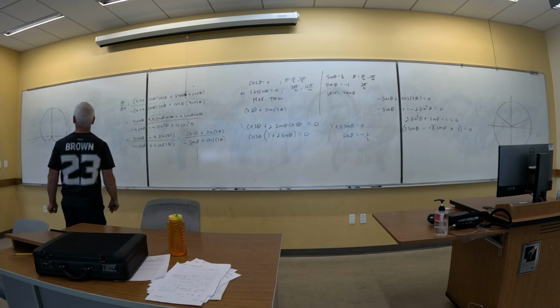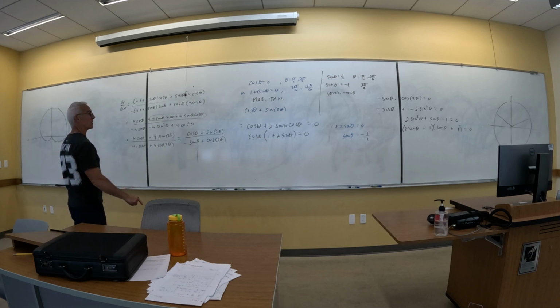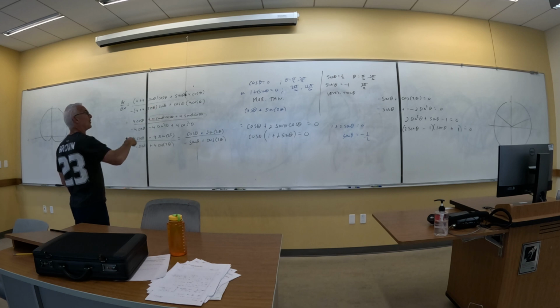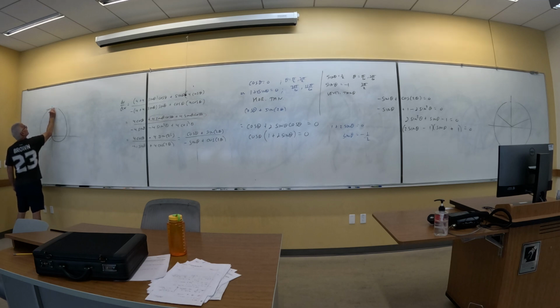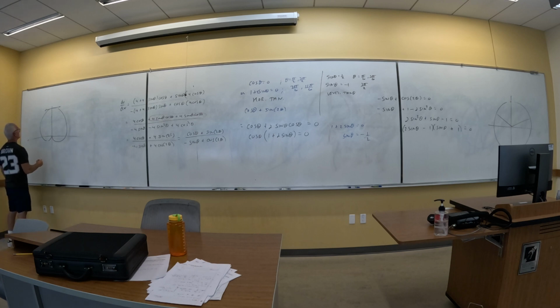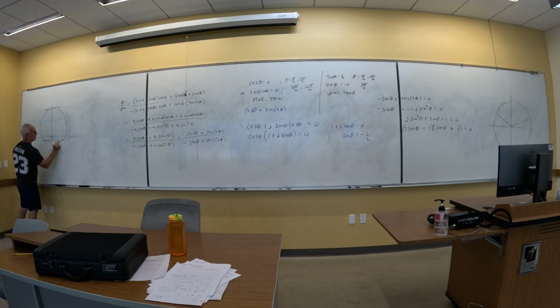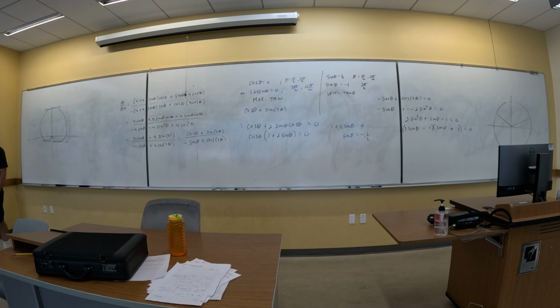Let's see. According to this, where are we? I have horizontal tangents at the following angles: pi over 2, and 7 pi over 6, which would be here, because those are my 30-degree type angles. So I have horizontal tangents here and here, but then there's kind of a confusing one: 3 pi over 2.